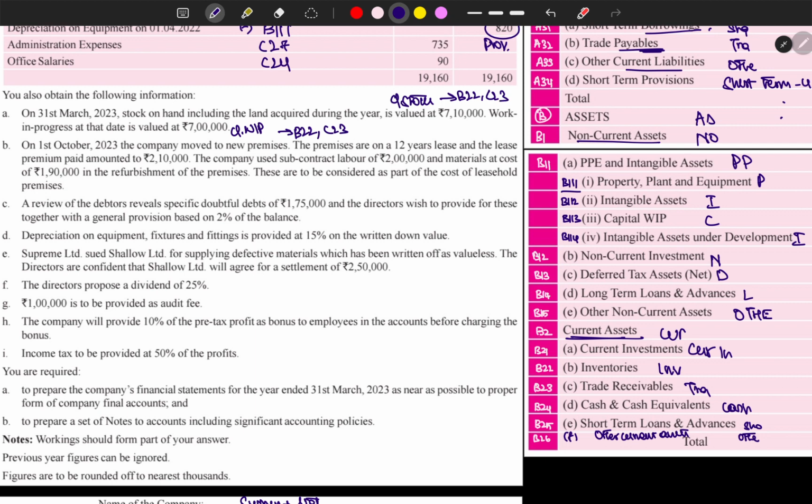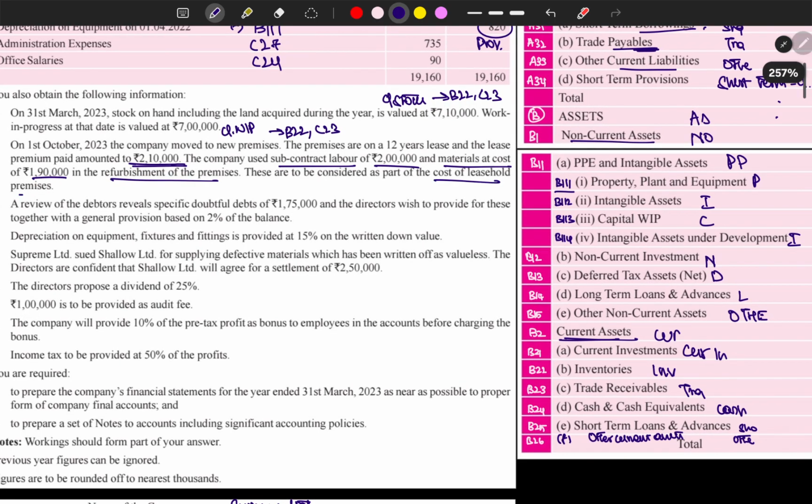Okay, on 1st October 2023, the company moved to new premises. The new premises are on a 12 years lease, and the company paid the lease premium, which is 2,10,000. The company is going to use it for a longer period, so we should consider this as an asset in our books. And the subcontractor labor, on which we spent 2 lakh as subcontract cost, has to be capitalized, and the materials used at a cost of rupees 1,90,000 to refurbish the premises also need to be capitalized. Okay, these are to be considered as part of the cost of leasehold premises.